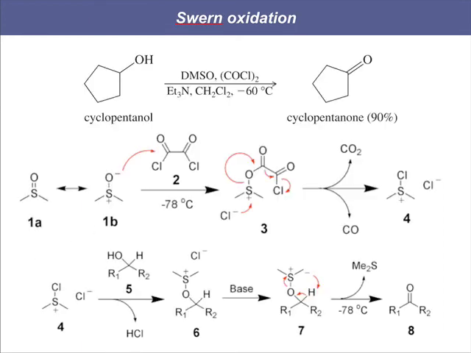Just for fun, here's a Swern oxidation mechanism. Remember I told you that the Swern oxidation is kind of the preferred method of converting secondary alcohols into ketones or converting primary alcohols into aldehydes in place of what PCC would normally do. It's kind of a fun reaction. It starts with DMSO, dimethyl sulfoxide, which is this guy. This is a resonance form of dimethyl sulfoxide.